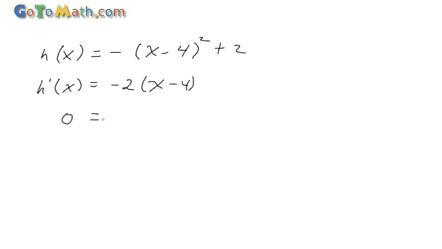Let's set this thing equal to 0. Of course we'll plug c in for x here because we're looking for the critical number. So what is going to make this 0? Well, when c is 4. c is 4. So we found our critical number.